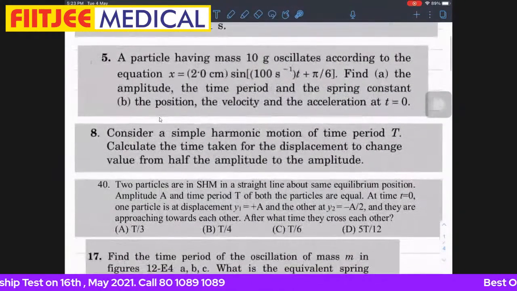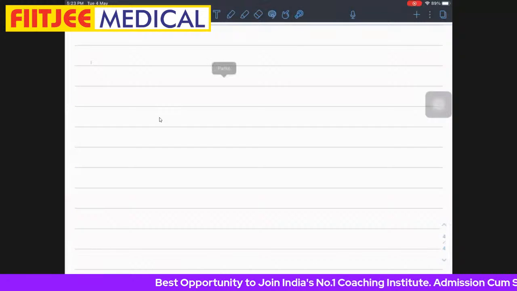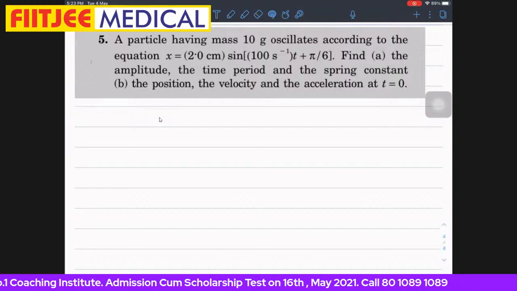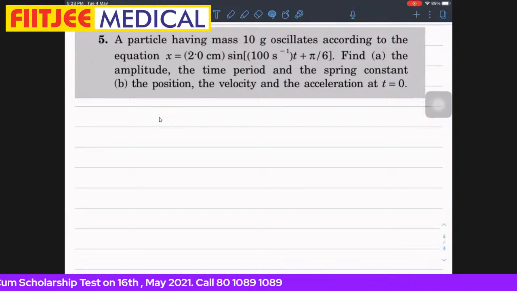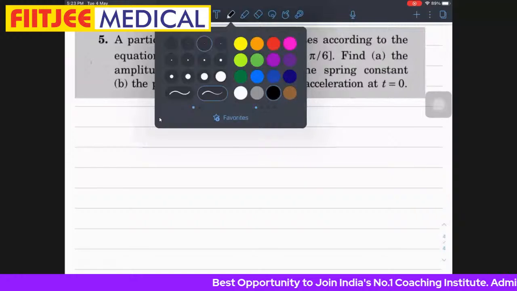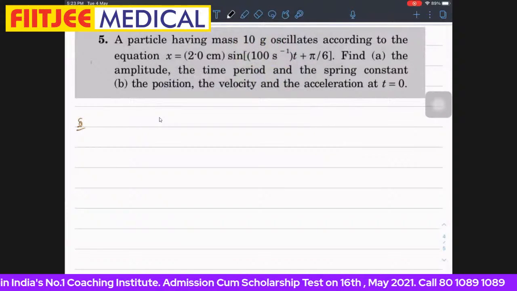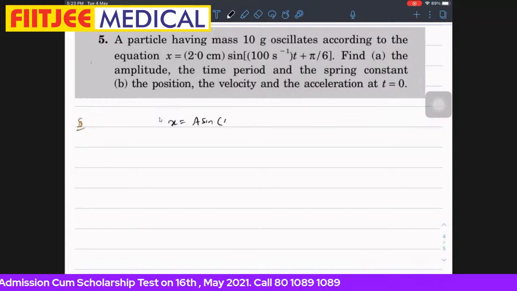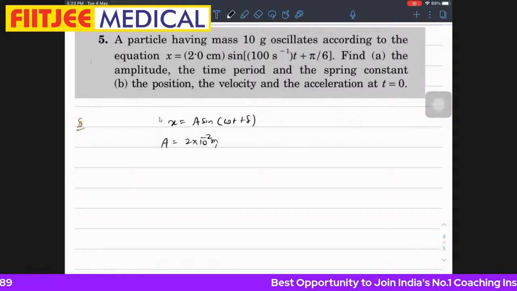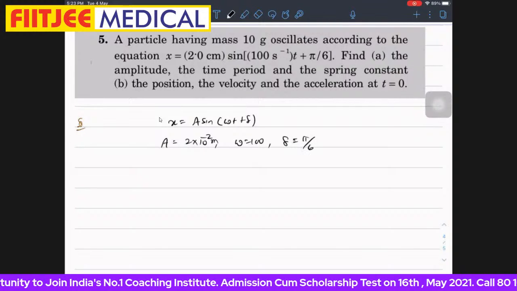Let's take one more. See, we are given a particle having mass 10 gram that oscillates according to the equation x = 2 sin(100t + π/6). Find the amplitude, time period, and the spring constant. A particle is there, following this equation. So compare this equation with x = a sin(ωt + δ). So amplitude is 2 centimeters, so 2 × 10^-2 meter. Omega is 100. Delta is π/6.